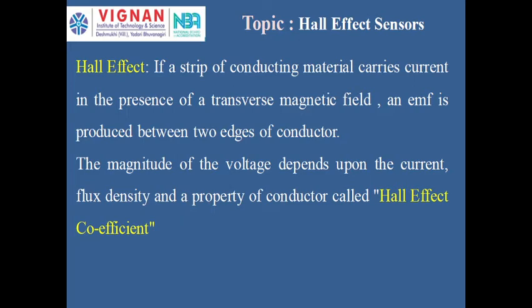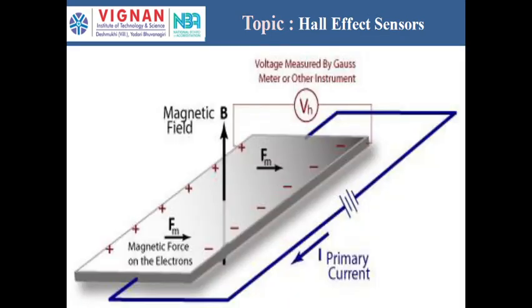That means whenever a current carrying conductor is placed in a magnetic field that is transverse, that is a perpendicular magnetic field, an EMF is produced between the two edges of that conducting plate. The magnitude of this voltage developed depends upon the current I, flux density, as well as the Hall effect coefficient, which is the property of that particular conductor. We will see that.